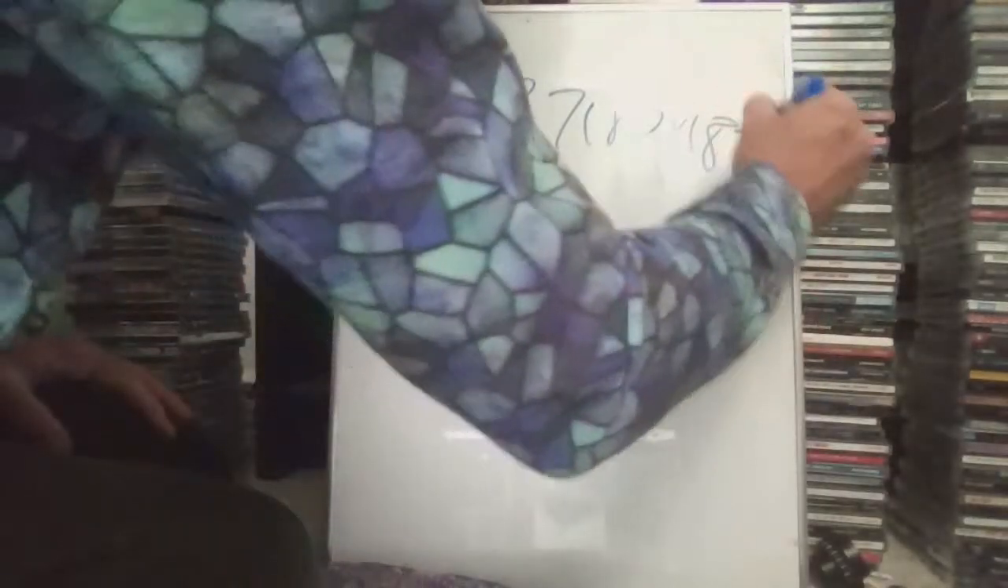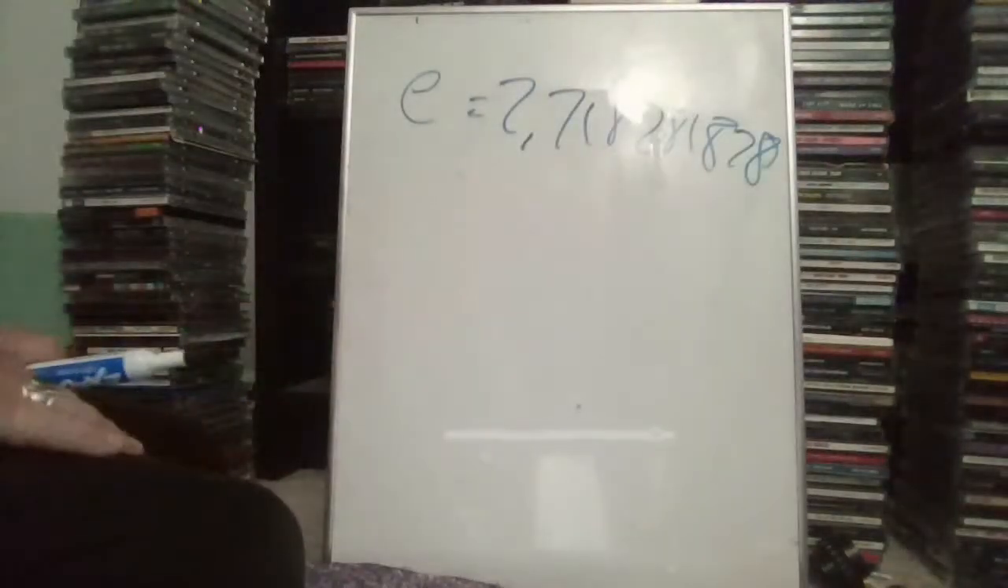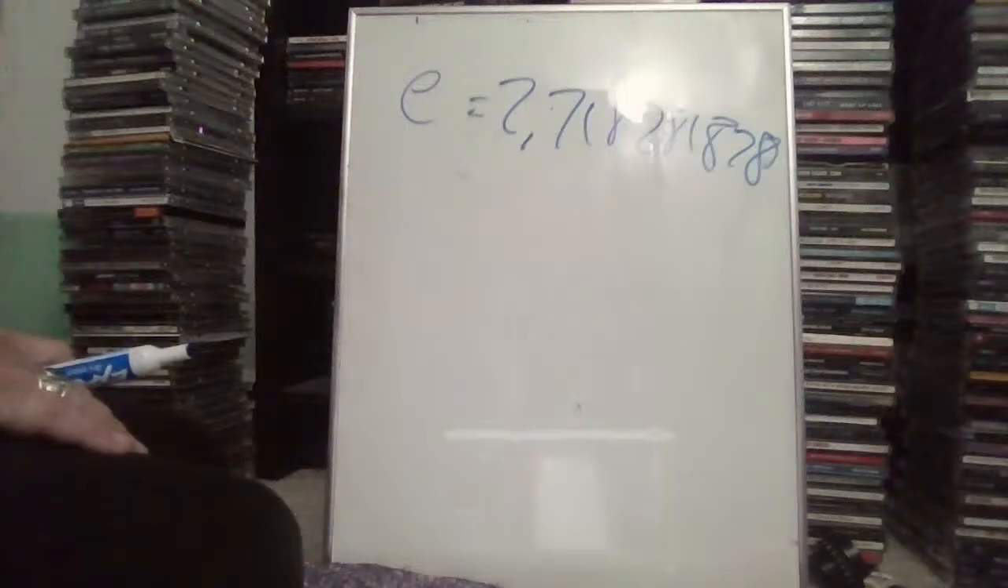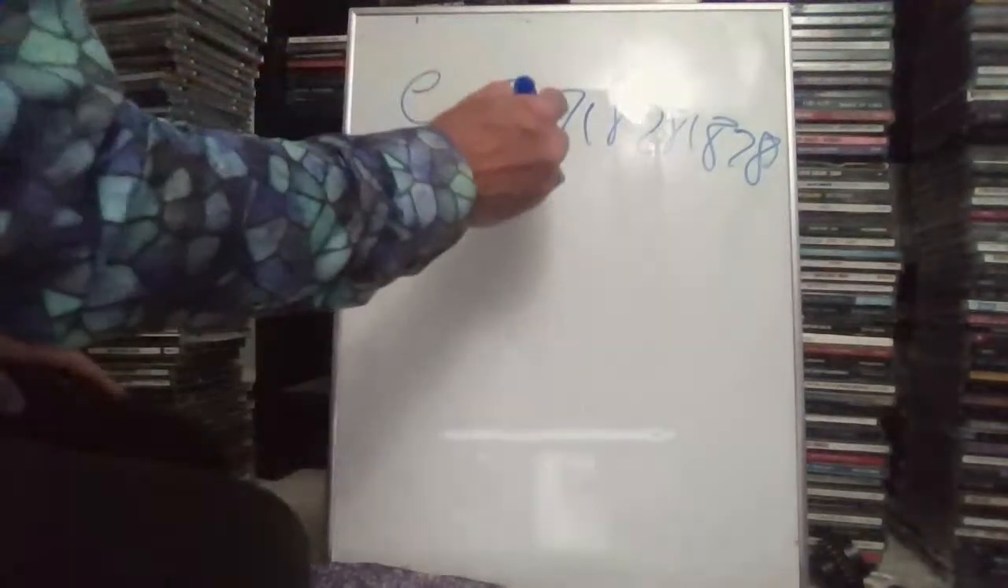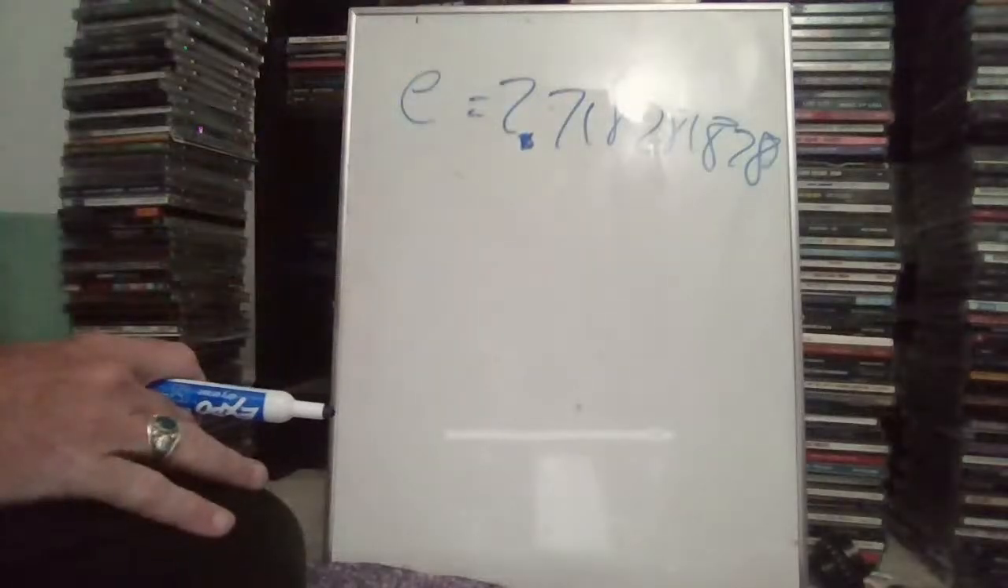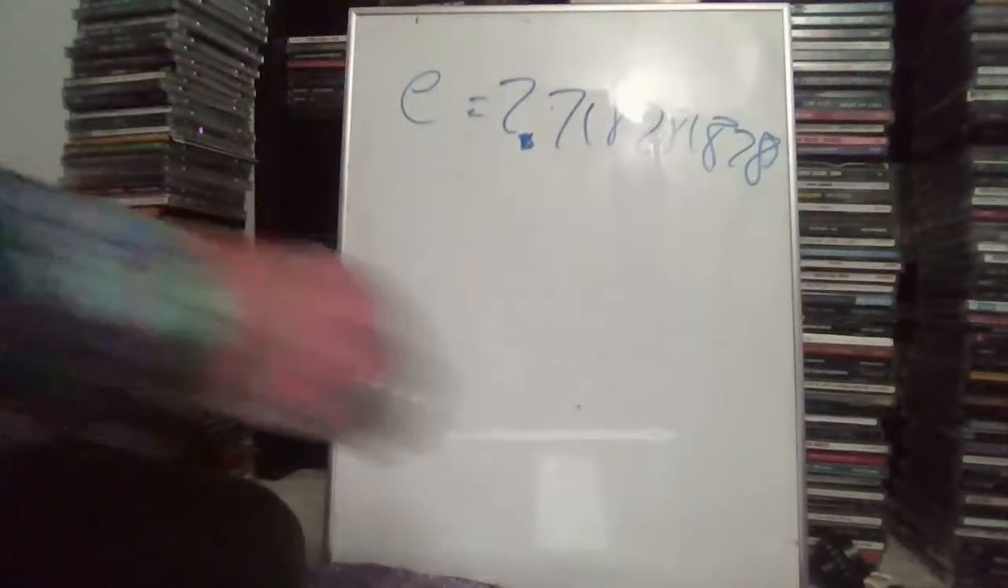I can't even write an 8. 1828. Okay. Existential irrational number. And this is an interesting number. I'm going to go on about it quickly before I go apply it to what I've been talking about before.